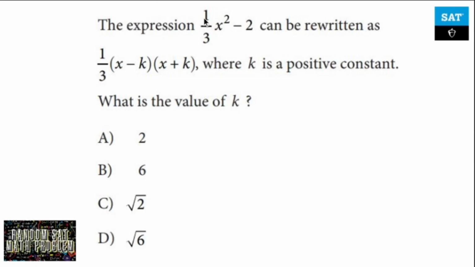The expression 1/3 x squared minus 2 can be rewritten as 1/3 times (x minus k) times (x plus k). K is a positive constant. What is the value of k? So this is how I'm going to approach it.